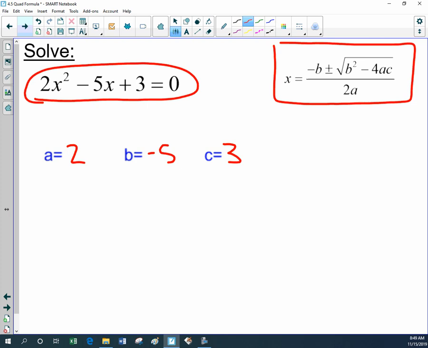Okay, once we have A, B, and C, then we're going to plug that into our formula. So our quadratic formula says that we have x equals the opposite of B. So whatever B is, we change the sign. B is a -5, so it would be a +5. So it's 5 plus or minus. And then this part right here with the b squared.